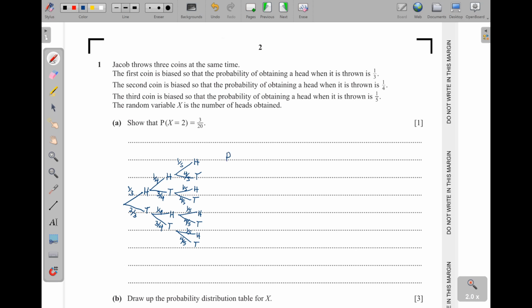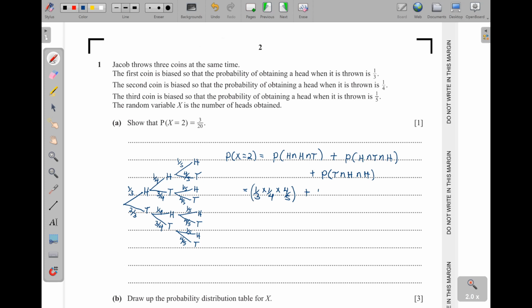So we want the probability that x is equal to 2 heads. So we can have head, head, then a tail. Plus head, tail, head. And lastly, tail, head, head. So where am I picking? I'm picking these 3 here. So now we are going to have a third times a quarter, then times 4 over 5.